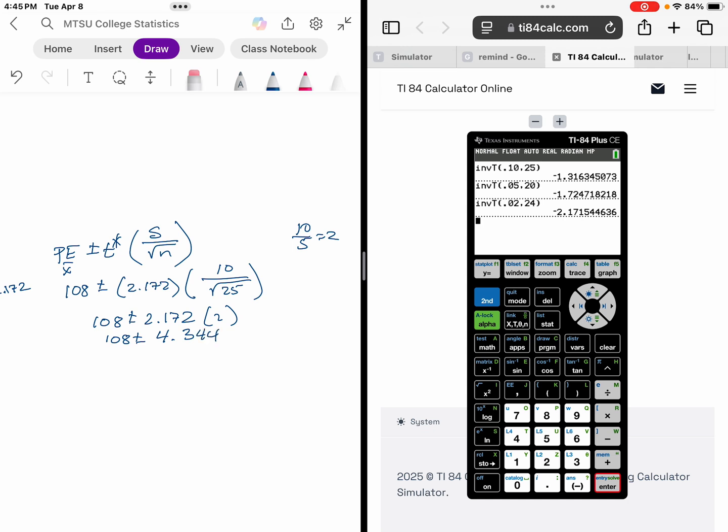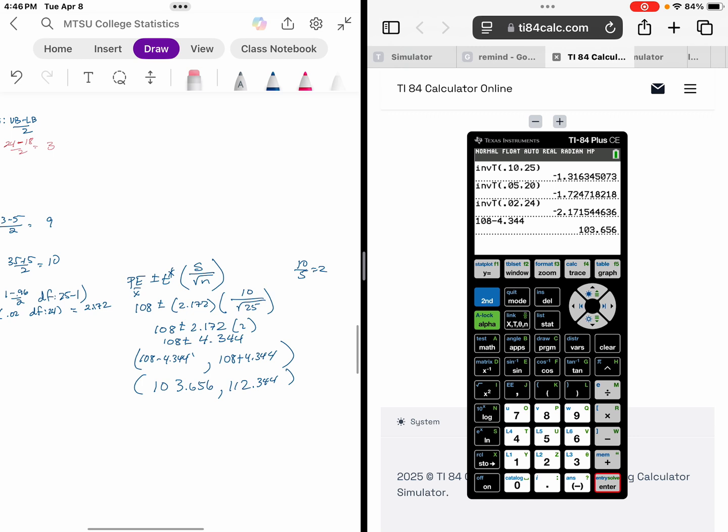If I add on the right side, I would do 108 plus 4.344. On the other side, the lower bound would be 108 minus 4.344. And so my final would be 112.344. And then 108 minus 4.344, so that'd be 103.656. So there's my confidence interval.